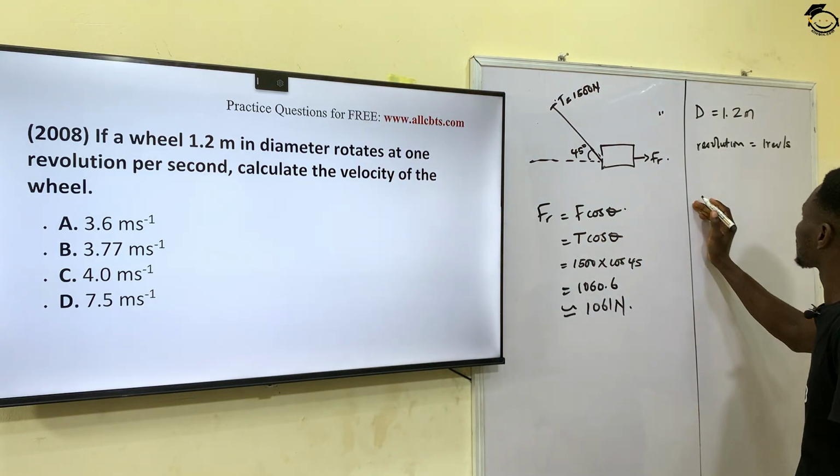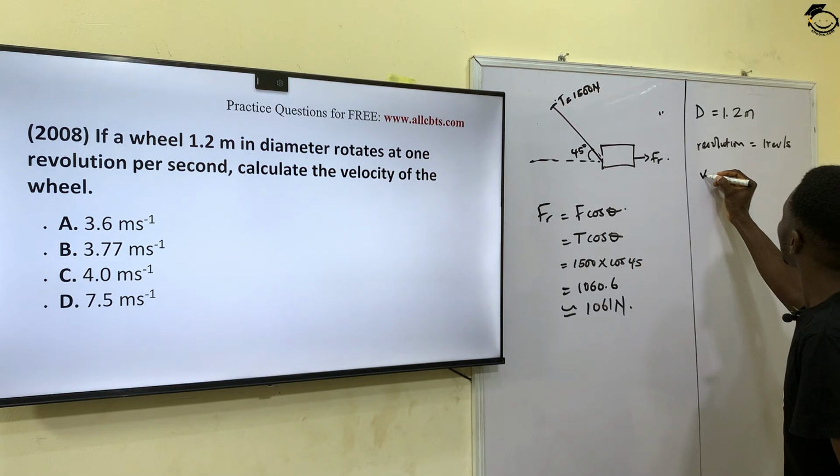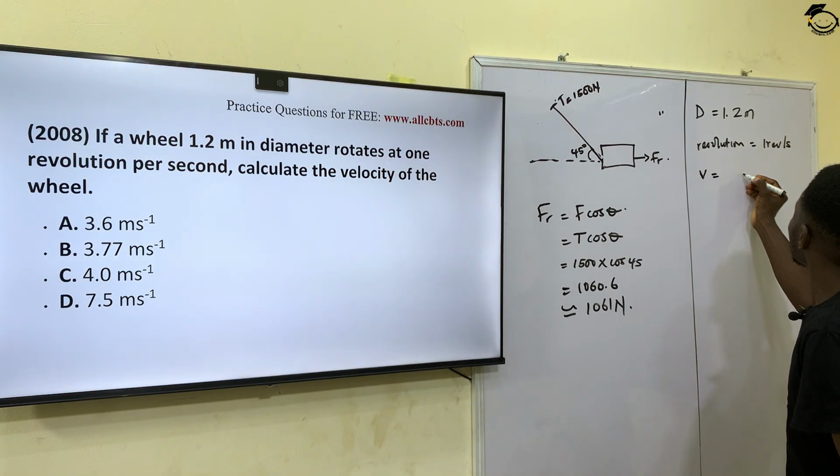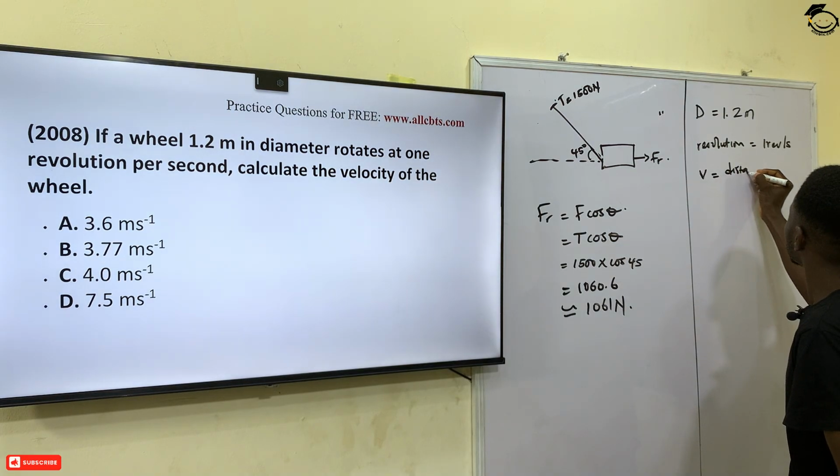Now we know that the velocity of the wheel here, velocity is supposed to be the distance moved divided by the time.